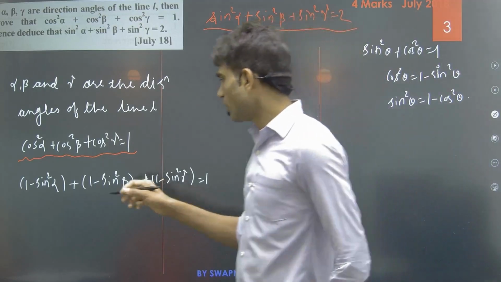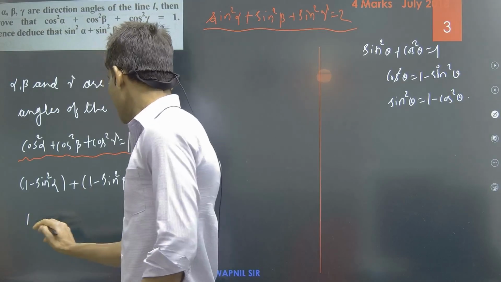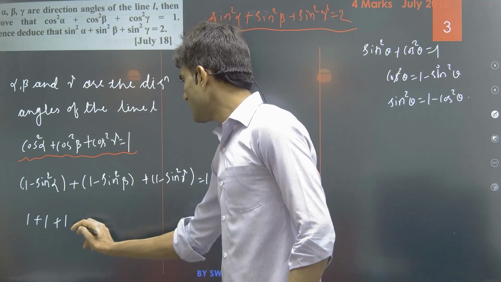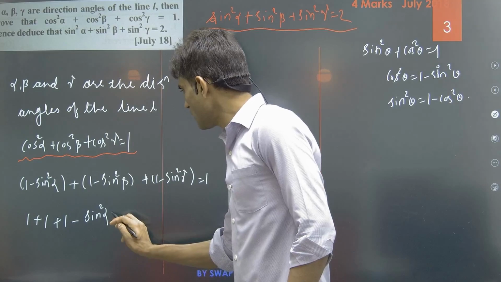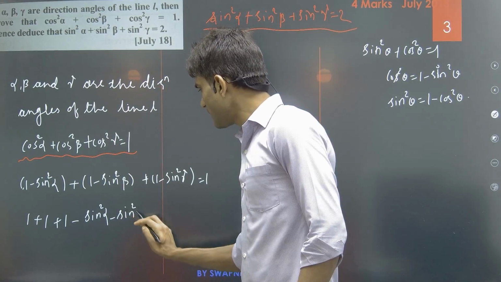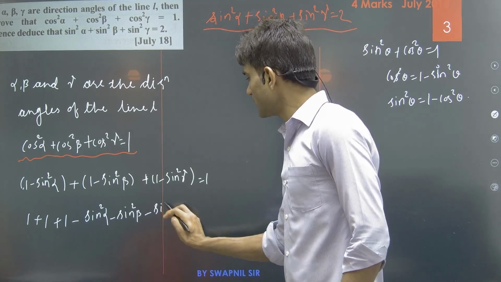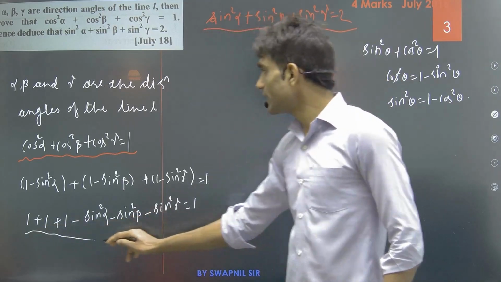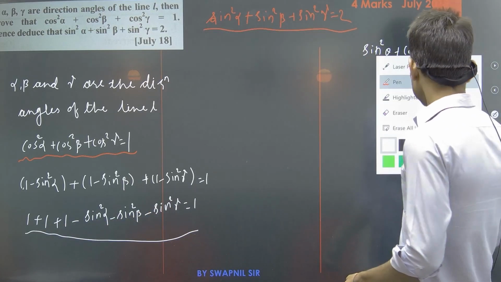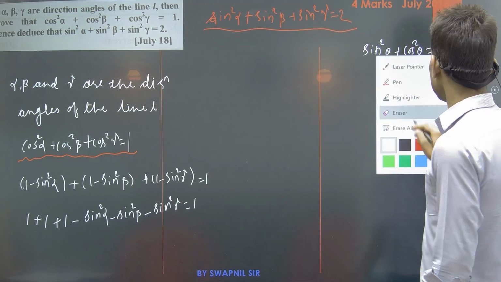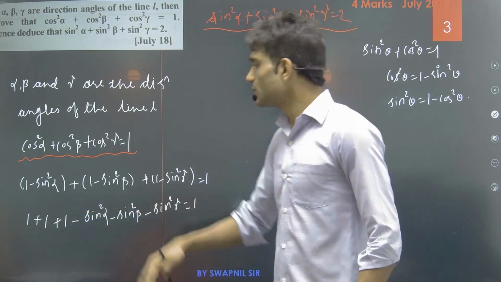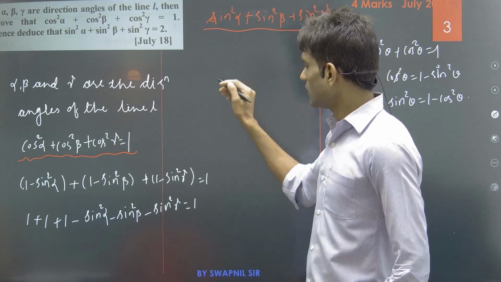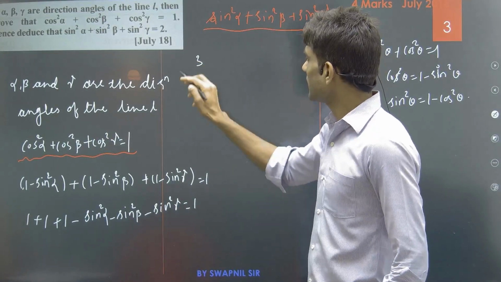So what we will get here is 1 plus the second one plus the third one. We have 3 times 1 here, minus sin square alpha, minus sin square beta, minus sin square gamma, which is equal to 1. This is our next condition using the given data. Yes, so using this condition, let's move to the next calculations. We have 1 plus 1 plus 1 which goes to 3.